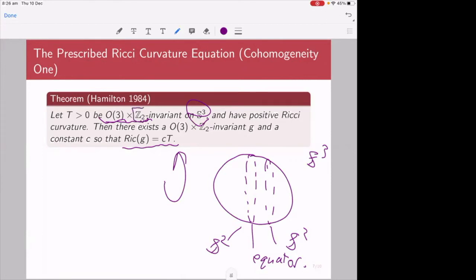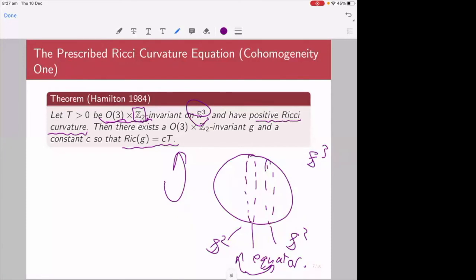Although it's not strictly necessary, it is quite convenient to also impose that the tensor T we're looking at is Z2 invariant. So that means it's symmetric across the equator. So these are the types of tensors T we're looking at. Now, what is quite interesting is that Hamilton needs to impose an additional assumption on T here, one that doesn't really have a good analog in the homogeneous setting.